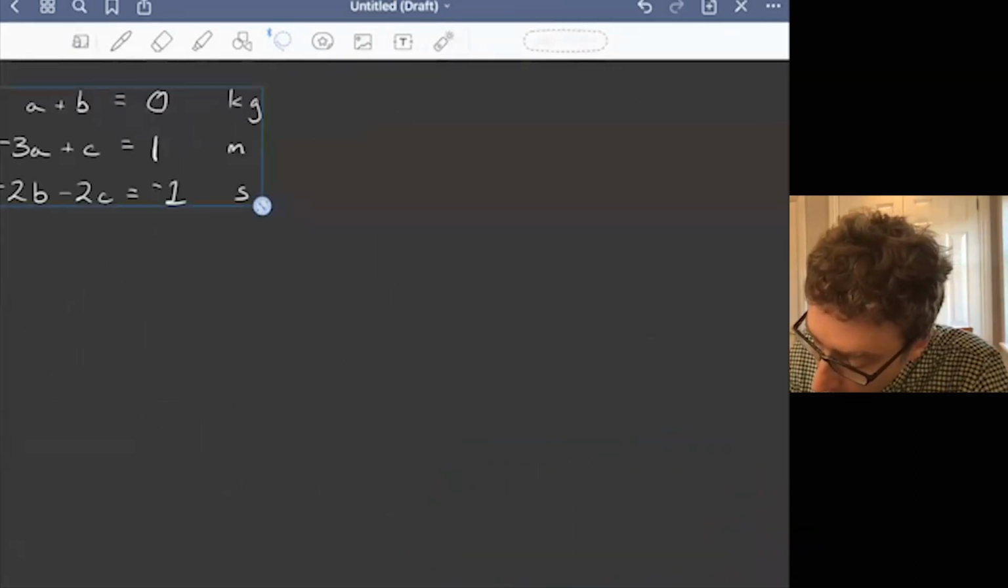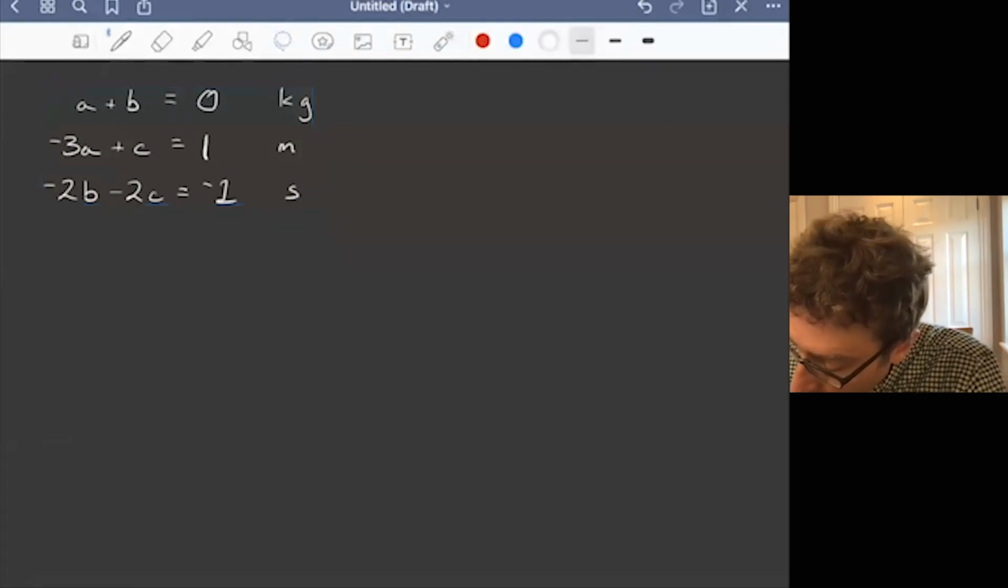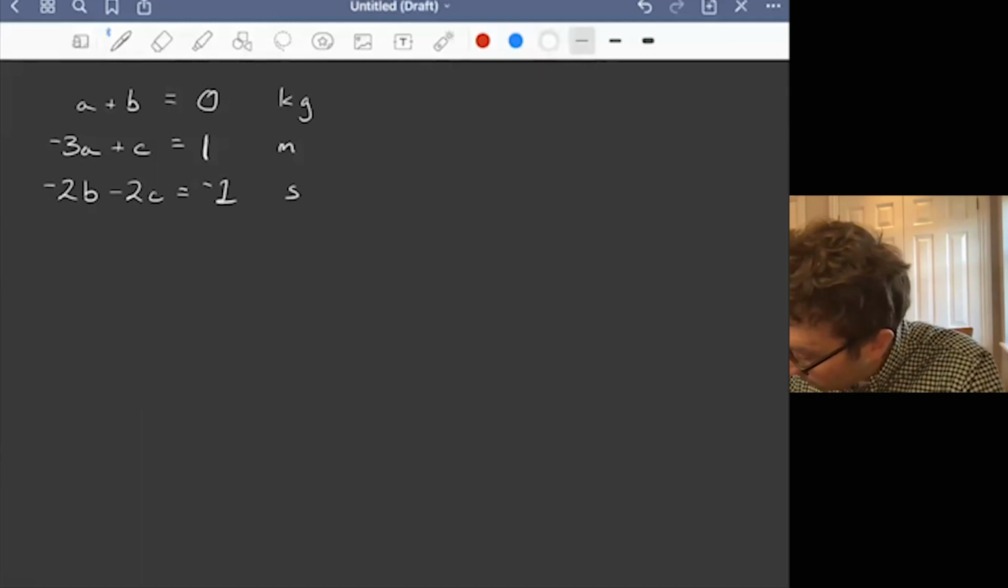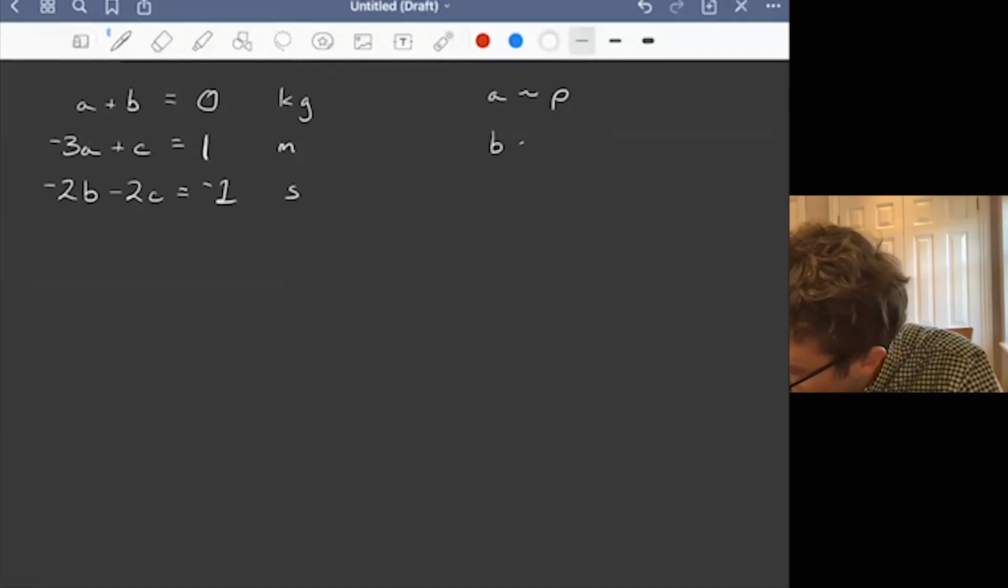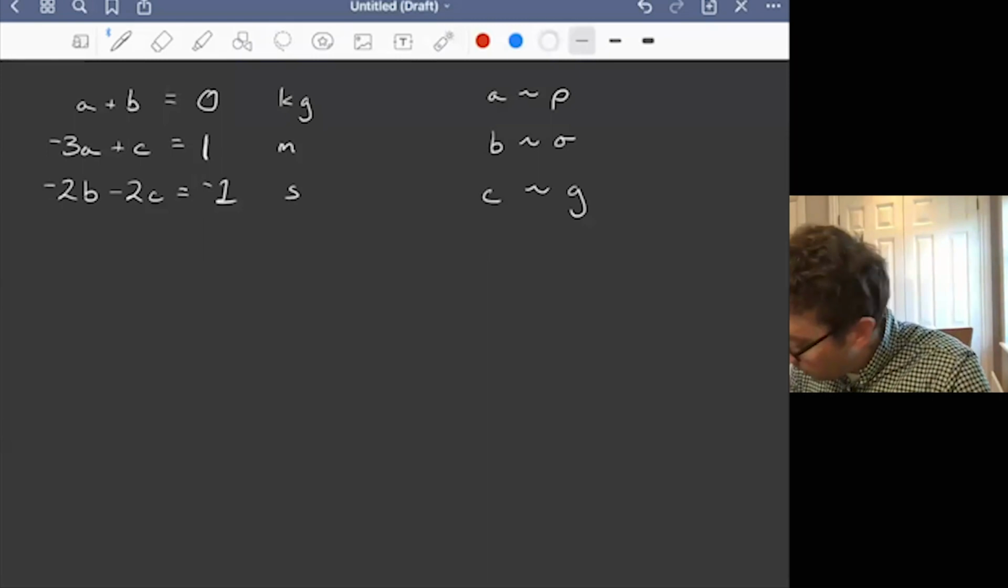And try to solve it. And I guess we should remember, how did we associate this? So A was associated with the density, B was associated with the surface tension, and C was associated with gravity. So I go ahead and I solve this. Let's see what I can do.